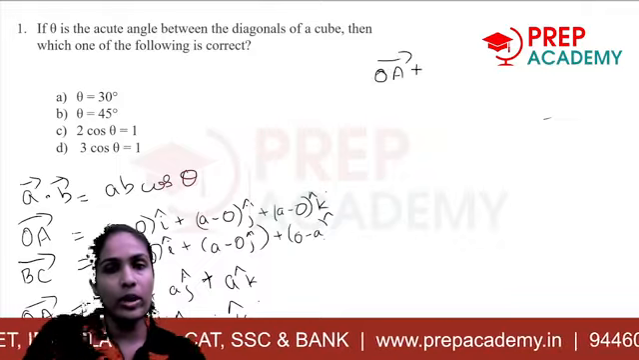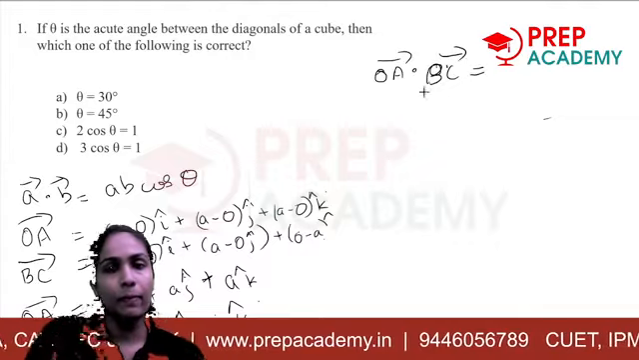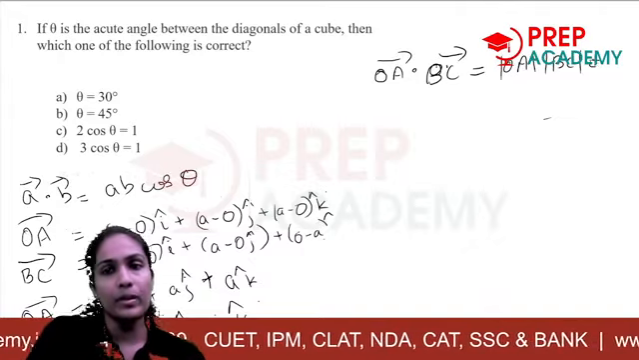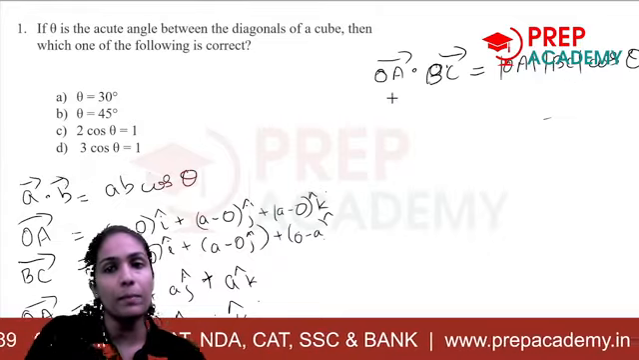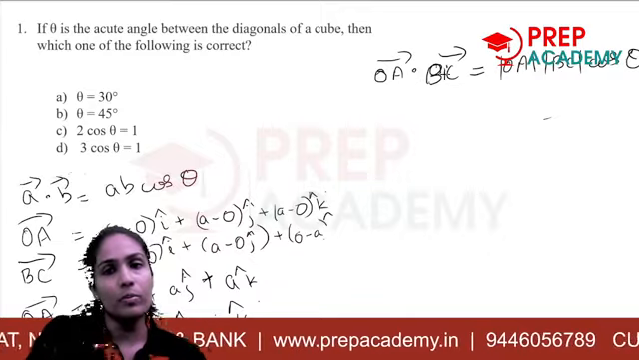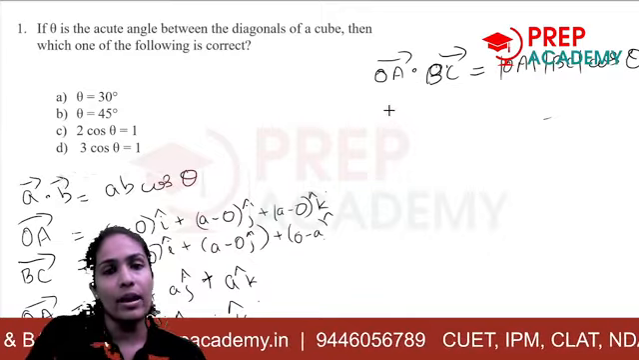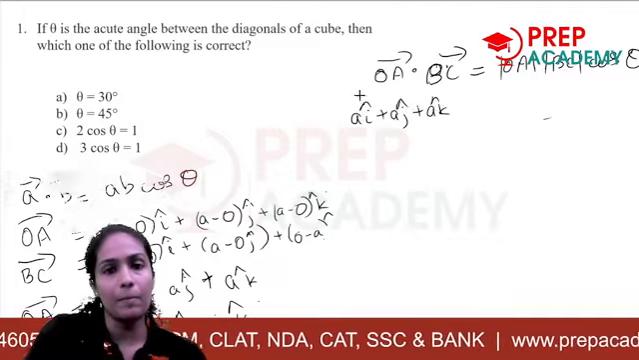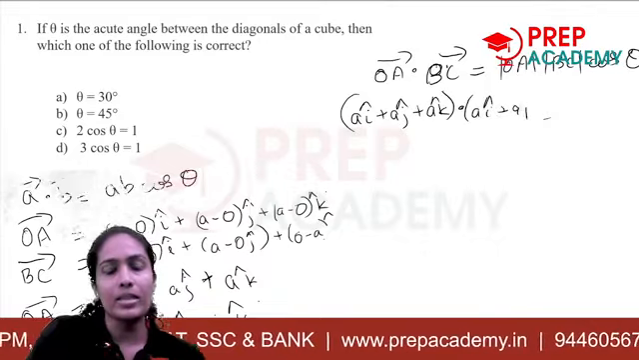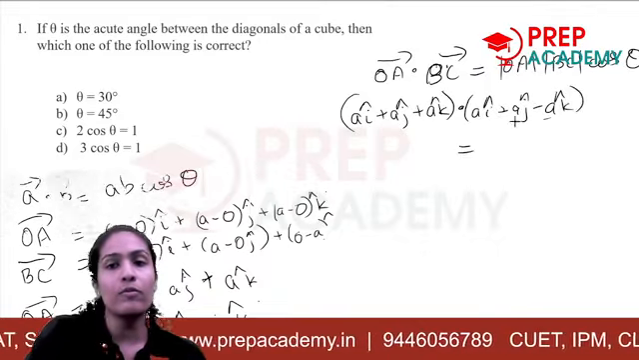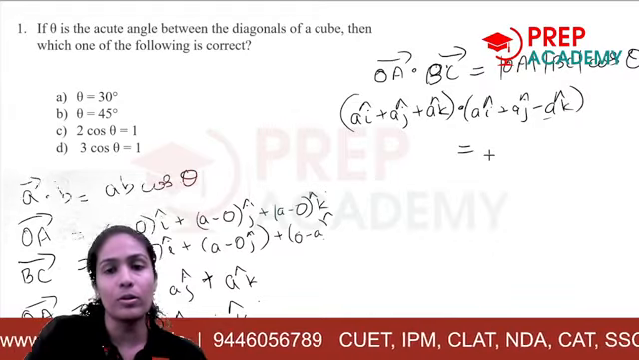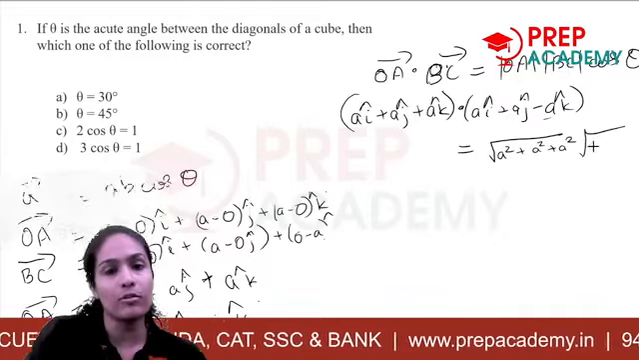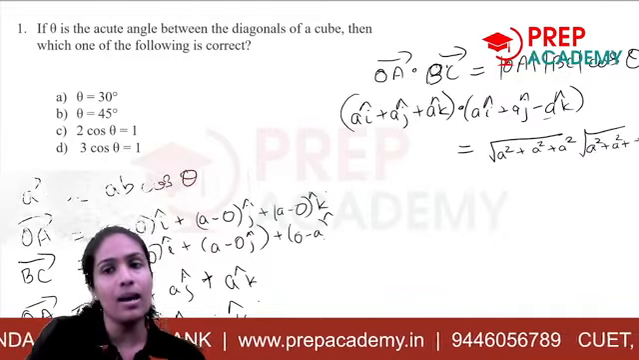We have to find vector OA dot vector BC, and A dot B is defined as AB cos theta. So, mod OA, mod BC cos theta, where theta is the angle between OA and BC. According to the definition of dot product, A vector dot B vector is defined as a1 a2 plus b1 b2 plus c1 c2. That is a i cap plus a j cap plus a k cap dot a i cap plus a j cap minus a k cap is equal to modulus of OA times modulus of BC cos theta. The magnitude of OA is equal to root of a square plus a square plus a square, and the magnitude of BC is root of a square plus a square plus (minus a) whole square.